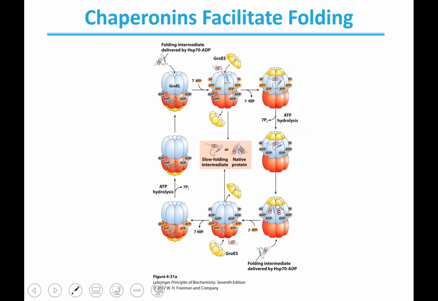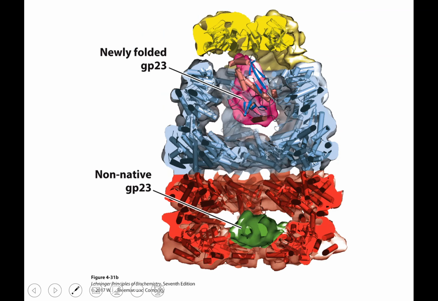But the important part to note is that you have the GRO-EL, GRO-ES complex. Your misfolded protein goes in there. There's ATP hydrolysis. Then the ES part, the cap, comes off. Your protein either comes out in the correct fold or as a folding intermediate that can go back in. And when it's in there, it's protected from forming aggregates. This just shows you a more detailed structure of this complex.